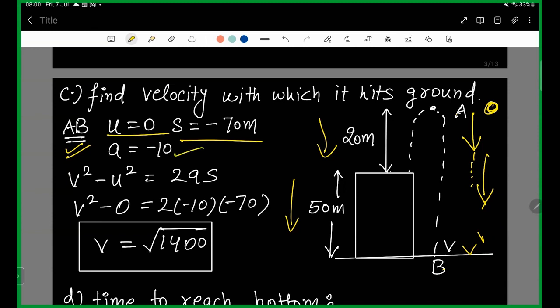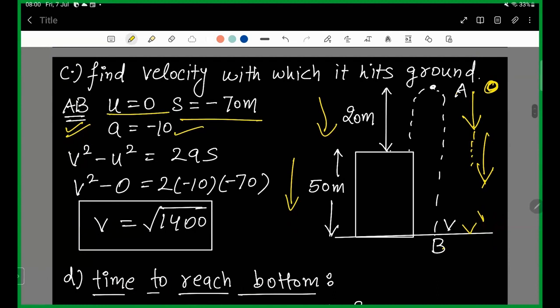Your acceleration is minus 10. So you will use the formula V square minus U square equals 2as. If you put the values in, the final velocity that you will get is under root 1400. So the ball will hit the ground with a speed of under root 1400 meters per second, which is somewhere in between 30 to 40 meters per second. I hope that you understood this.